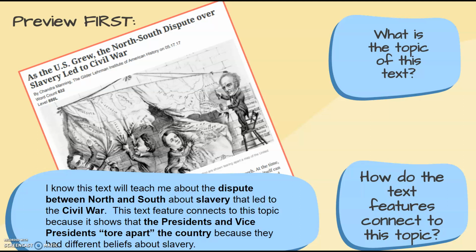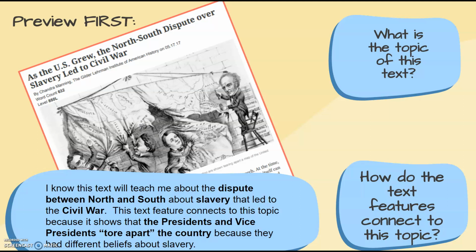So I'm going to need to know what the topic of this text is, and I'm going to be using the text features, which I can see the title and the picture, to figure out what this text is about. So I can see that the title states, as the U.S. grew, the North-South dispute over slavery led to the Civil War. And I can see what I think are presidential candidates ripping apart a map of the country. So I know this text will teach me about the dispute between the North and the South about slavery that led up to the Civil War.